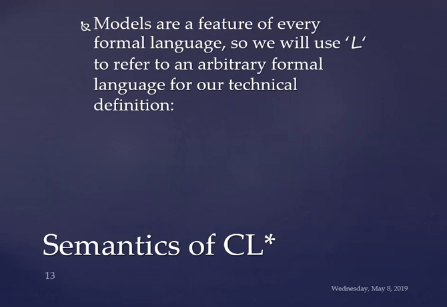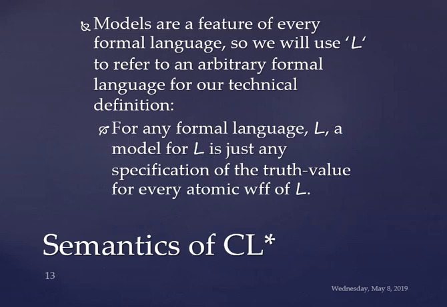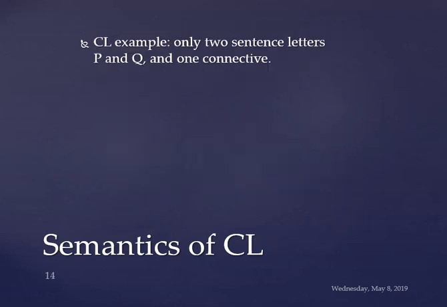So when we have that in mind, we can say then, for any formal language, a model for the language is just any specification of the truth value for every atomic well-formed formula in the language. Okay, so that's what a model is going to do. So you have a sentence in some formal language. It's made up of, I don't know how many atomic formulas. You have a model for that language if and only if you have a truth value specified to every atomic formula.